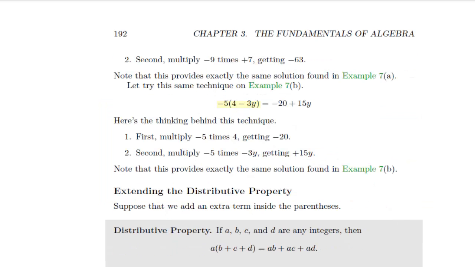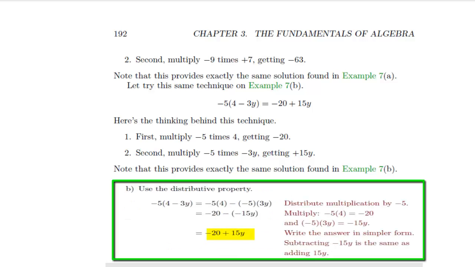Let's try the same technique in example 7b. Negative 5 times the difference of 4 minus 3y equals negative 20 plus 15y. Here's the thinking behind this technique. First, multiply negative 5 times 4, getting negative 20. Second, multiply negative 5 times negative 3y, getting a positive 15y. Note that this provides exactly the same solution found in example 7b.